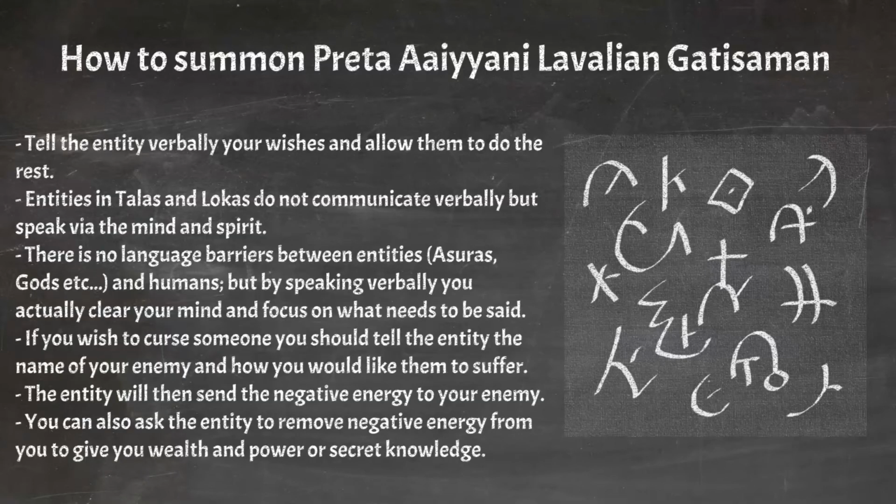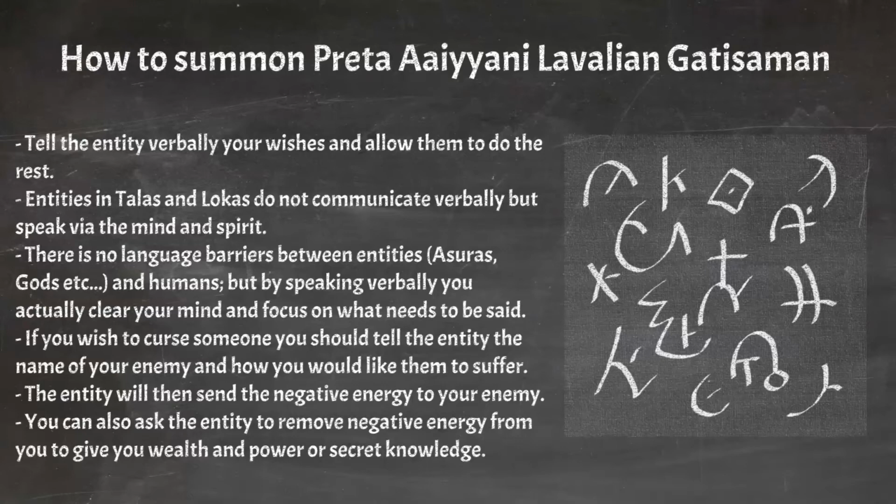Once you feel the presence of the entity, all you need to do is tell them verbally your wishes and allow them to do the rest. Remember, entities in Talas and Lokas do not communicate verbally, but speak via the mind and spirit. There is no language barrier between entities, asuras, gods, etc., and humans, but by speaking verbally you actually clear your mind and focus on what needs to be said. You can test this yourself by speaking a clear sentence and trying to have your mind wander at the same time.